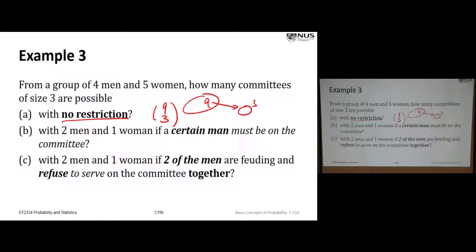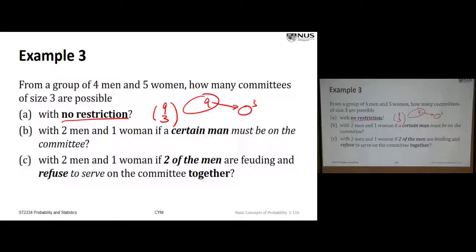Can I have 3 women on the committee for part B? No. So in other words, we have a constraint, a condition that you have to satisfy. The condition is that you need to form the committee with 2 men and 1 woman. So that is the first condition. Then the second condition is that a particular man must be on the committee. So in other words, there are conditions that we need to meet for this particular committee.